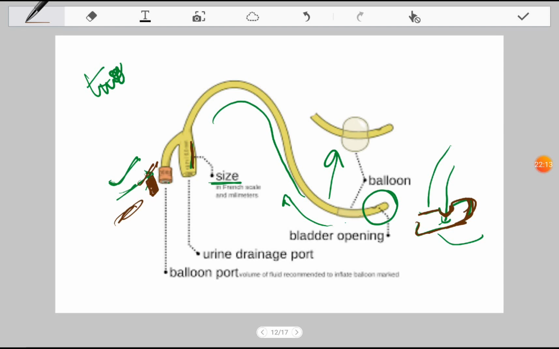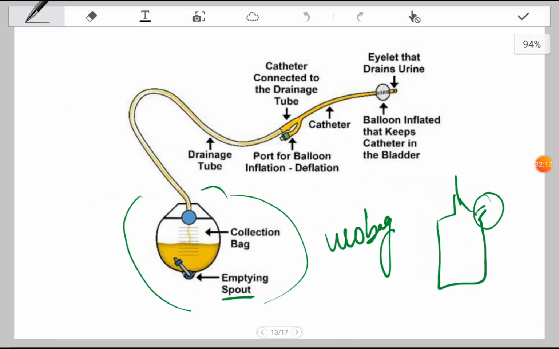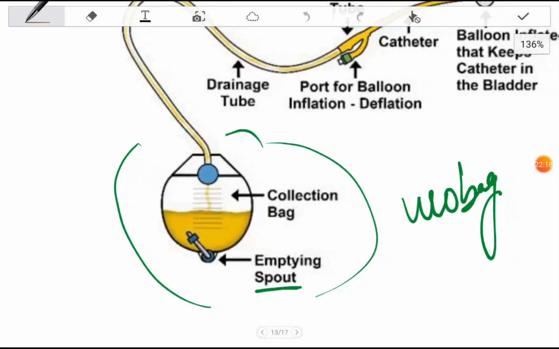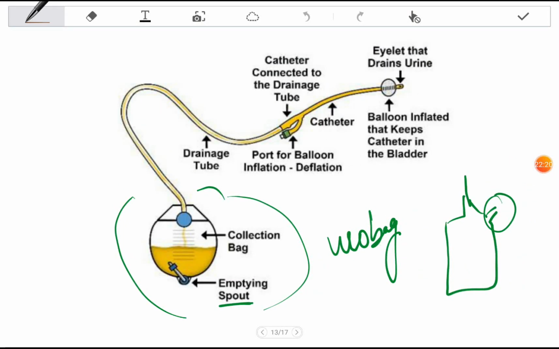Okay, so next is the same. I just wanted to show you the collection bag and how it is connected. See, here is the drainage tube which is connected to the Euro bag or the collecting bag. In some hospitals I have also seen that Euro bags are of this shape, with the outlet or emptying spout which is somewhere here.